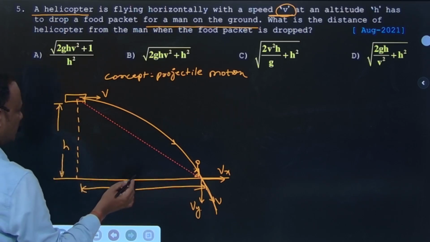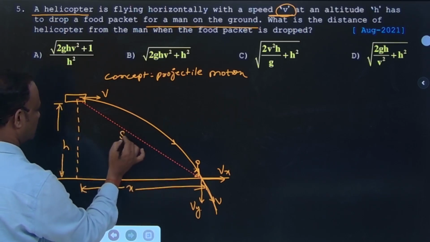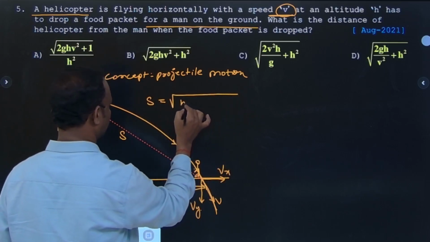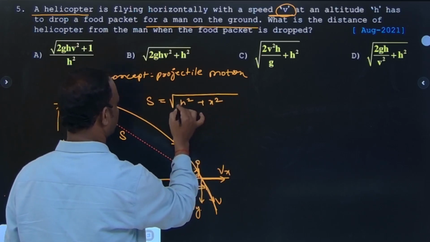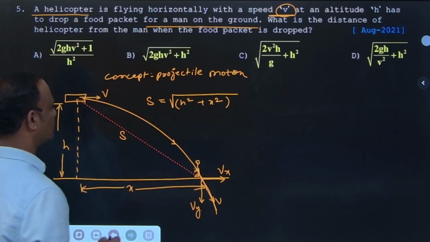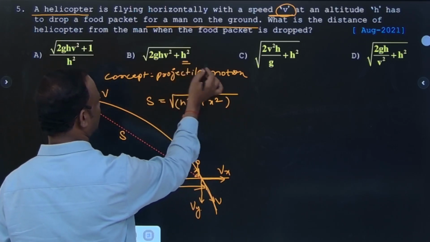This is h, this is x. So this is the distance traveled. S is equal to what? Under root of h square plus x square. Okay, S is equal to square root of h square plus x square. Yes, h is there, the answer is there in terms of h only.